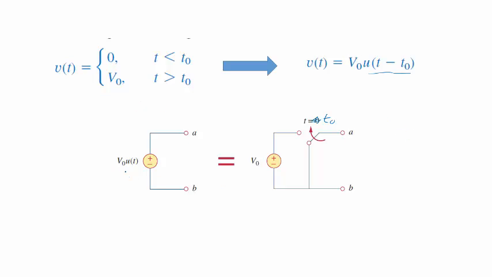So equivalent here, v0, okay, t0 is appropriate here, but actually they're showing at t equals 0 right here. So v0 times u of t, or the unit step function, is equivalent to a switch closing at that time and the voltage turns on. Little intuitive there, makes sense, right? But now we have a mathematical notation to express what's happening.